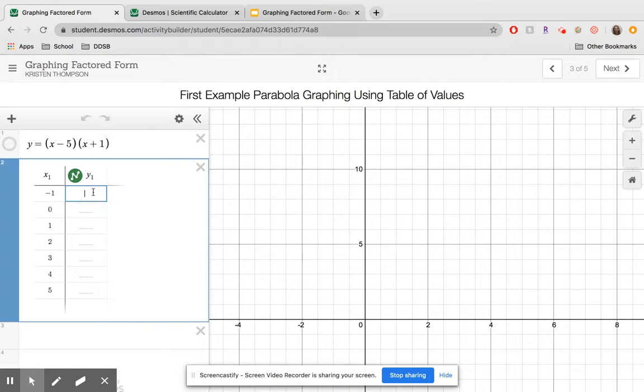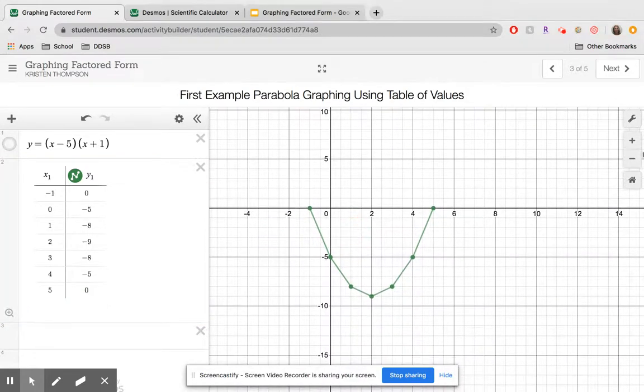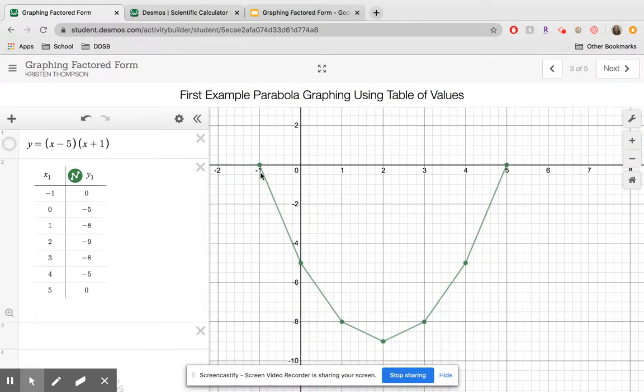So let's graph it. So we had 0, -5, -8, -9. Move our graph and we can see the zeros, so where it goes through the x-axis. Remember, the x-axis is the one that goes horizontal. It's going through at the point -1, because the y value is 0 there, and it's going through the point at 5. So that means that the zeros for this parabola are -1 and 5.